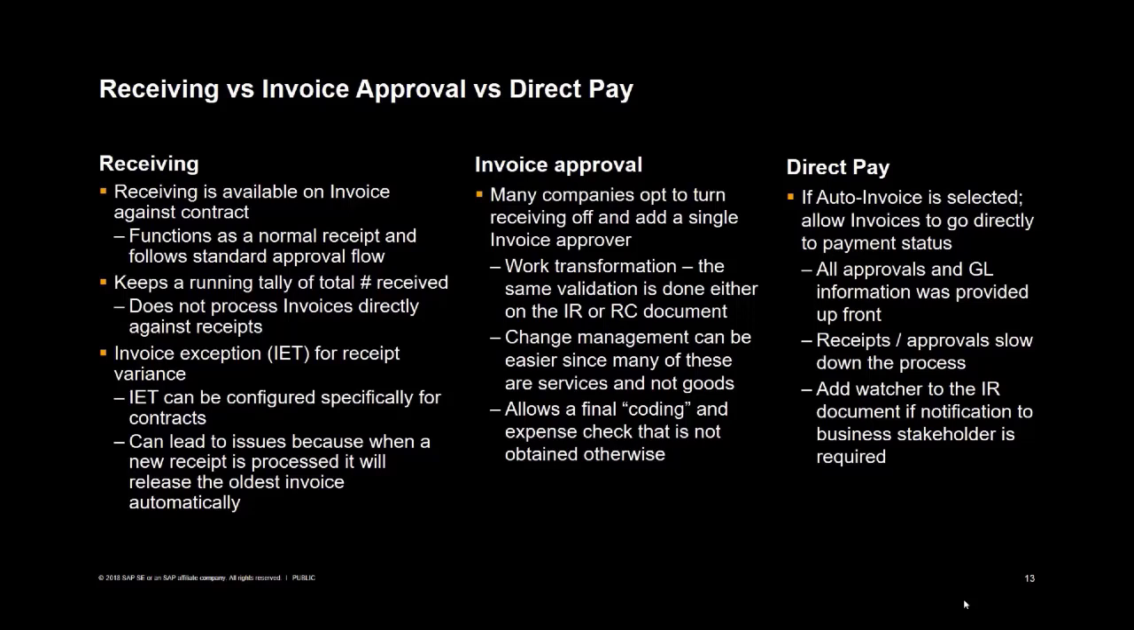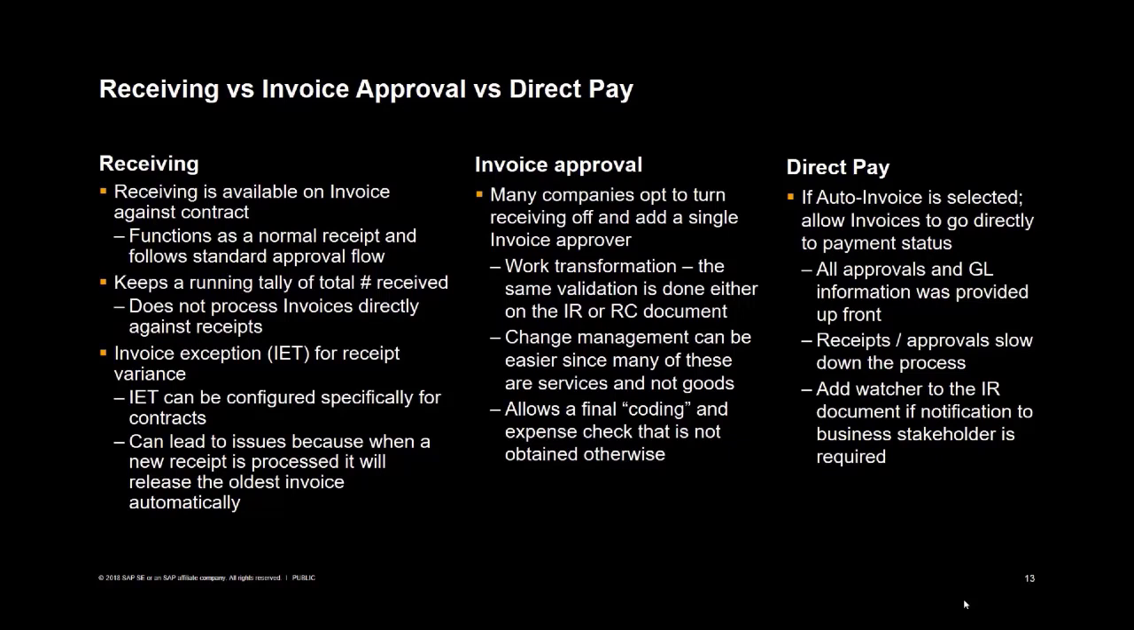As well, for a lot of the project-based spend, this allows a final coding and expense check. Whereas if you're doing receiving, a lot of times that invoice matches and it will go through just like the standard three-way match. It matches the contract, it matches the receipt, and it pays, versus using the invoice as the receipt or validation of goods. It allows them to check that accounting coding one last time before they process it.